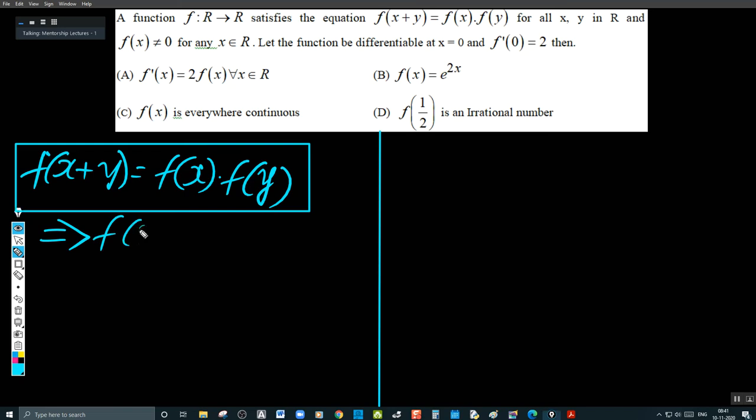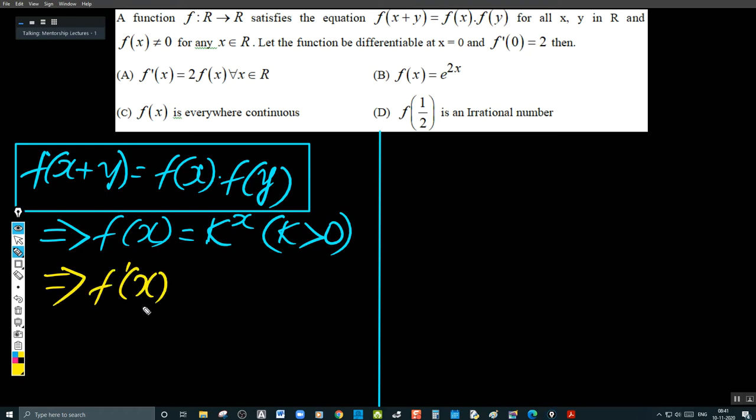Now f of x comes as an exponential, k power x. Of course, this k is always greater than 0 for any exponential. So when we get the function, it is done. But it is given that f dash 0 is 2. So f dash x is equal to k power x into ln k.